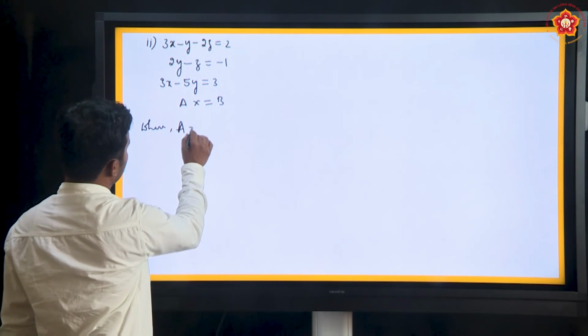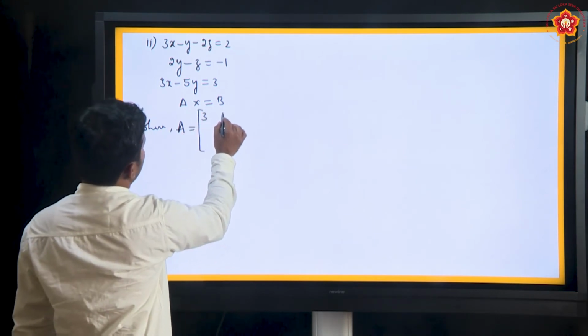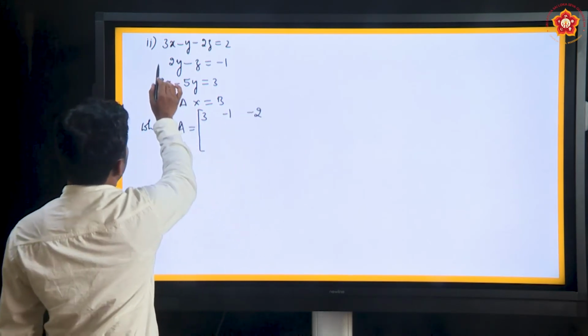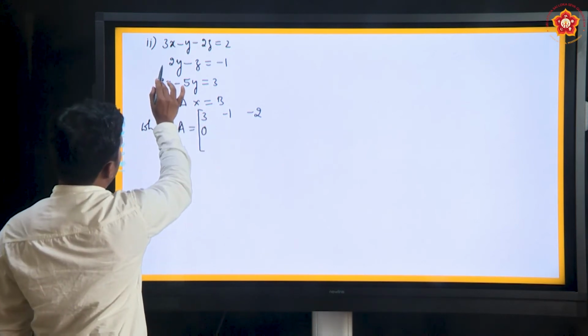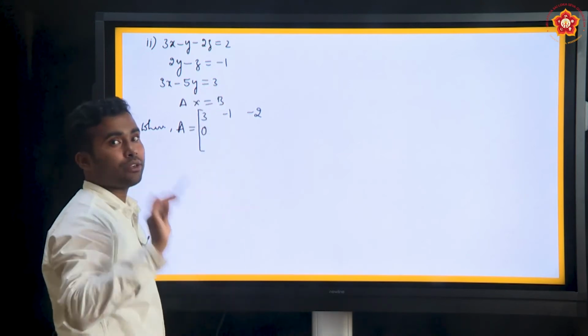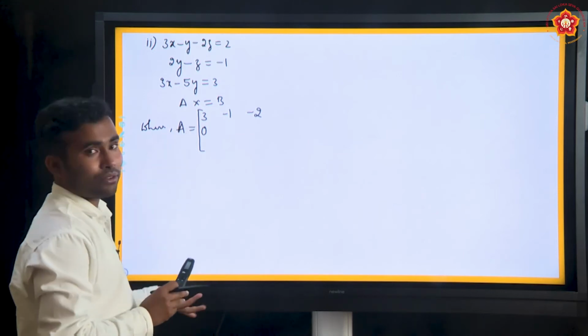A is 3, minus 1, minus 2. There is no x here, okay. What you can do is 0x plus 2y minus z is equal to minus 1. In that way you can assume it, okay. Don't ask how there is no x, how can you write like this?